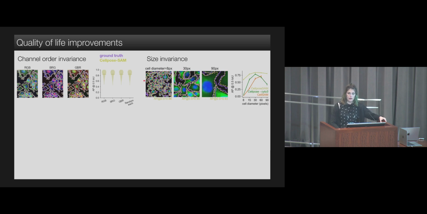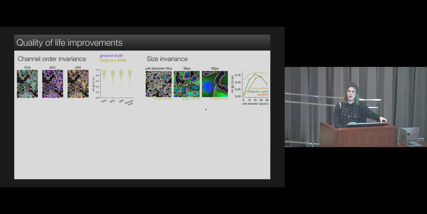We also trained the model to have size invariance. In this example image, you can see the cell diameter is 30 pixels, and then we could upsample it to 90 pixels or downsample so the cell diameters are 8 pixels. We trained the model on all of these different sizes and successfully achieved size invariance. So this is the average precision score across all of these different sizes, and you can see it's substantially higher than the previous models.